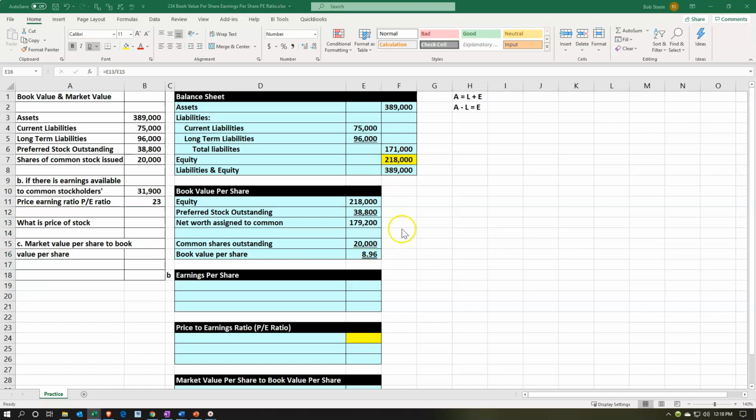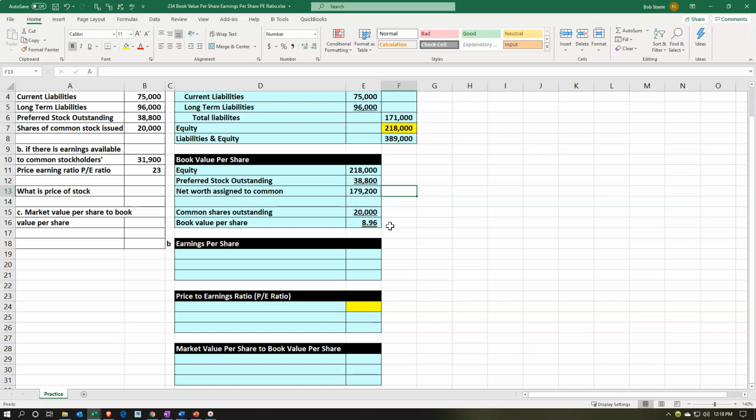So that's going to be our book value per share, which again, we're going to take the equity section. We have to reverse out if there's any preferred stock, and then we'll divide it by the number of shares, not the number of owners, the number of shares. The owner could own multiple shares. And that gives us our book value per share.